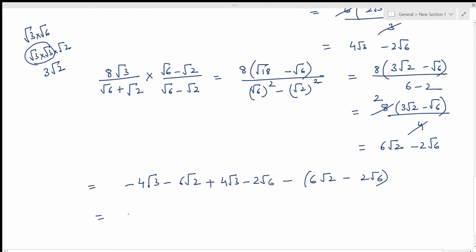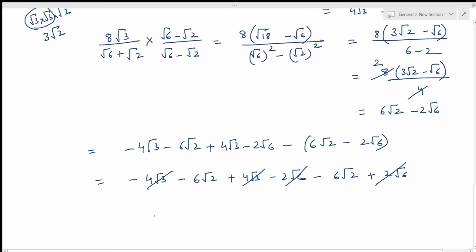Now let's open the bracket: plus 4 root 3 minus 2 root 6 minus 6 root 2 plus 2 root 6. So minus 2 root 6 plus 2 root 6 cancels. This cancels out. So I'm left with only minus 6 root 2 minus 6 root 2. So it will become minus 12 root 2. So this is the answer.